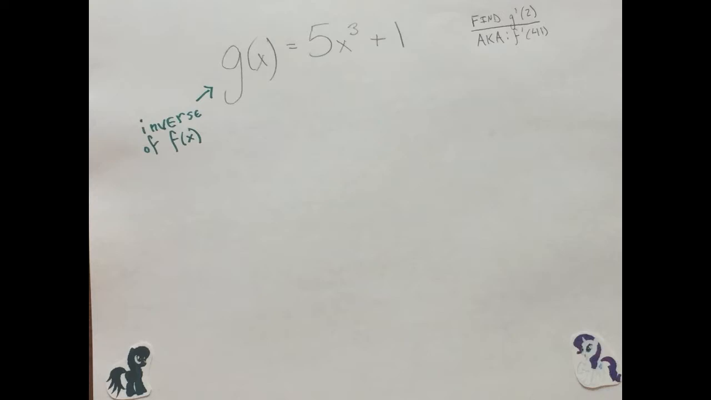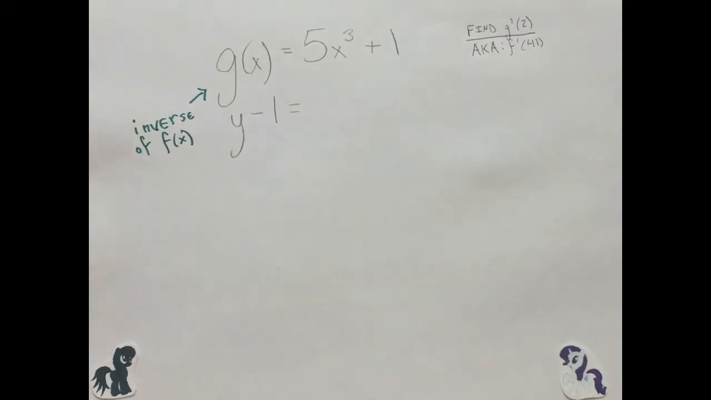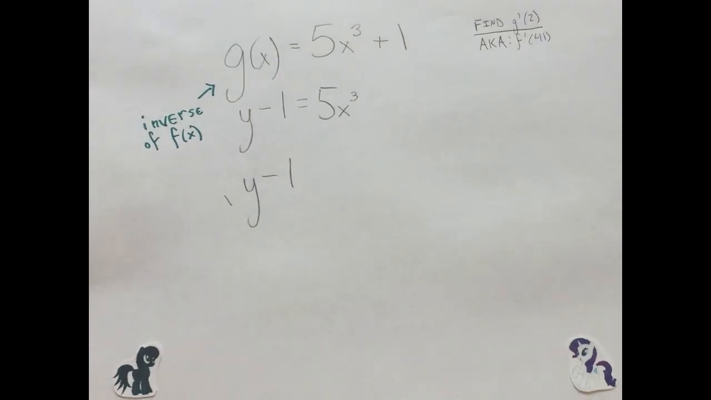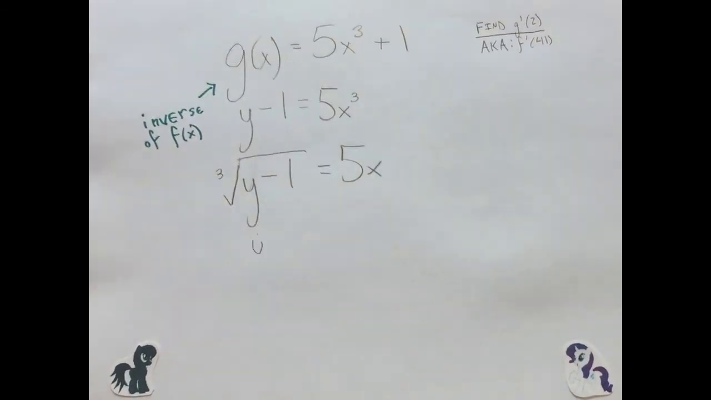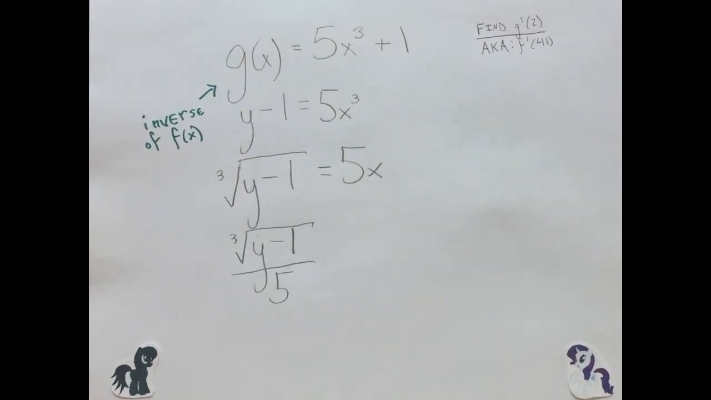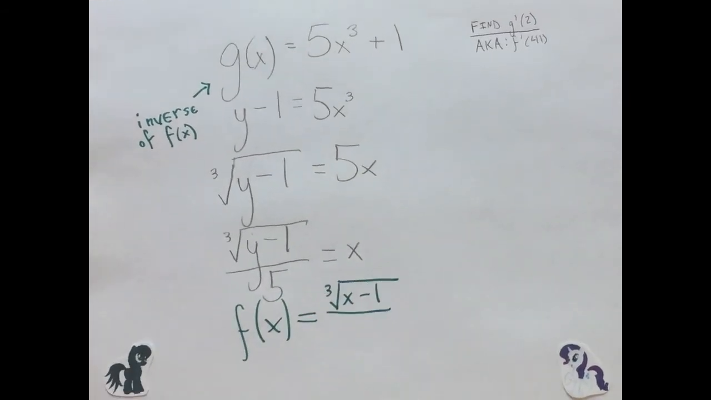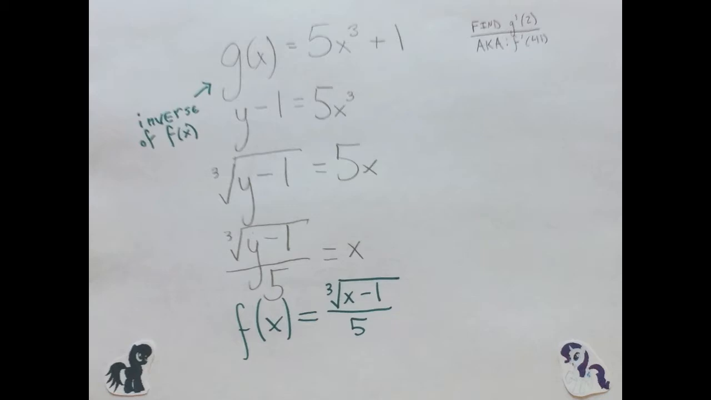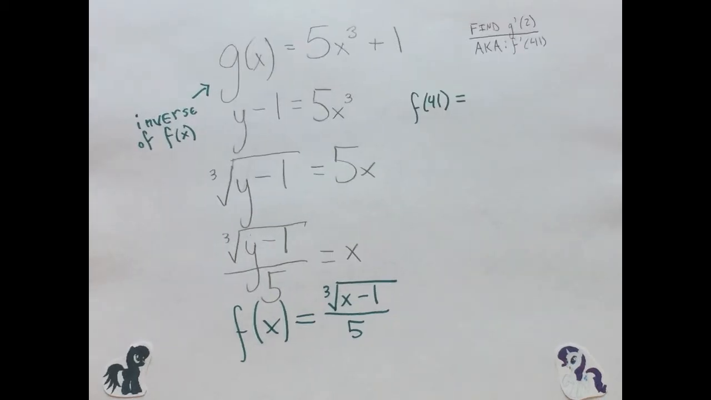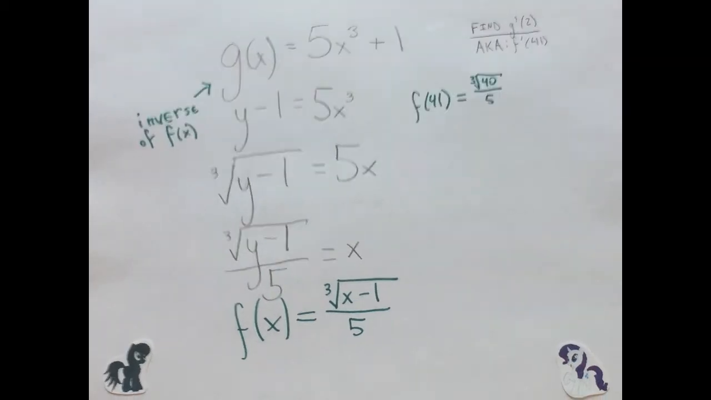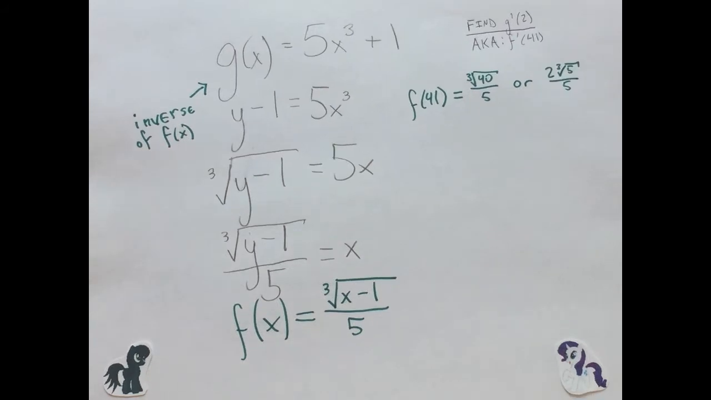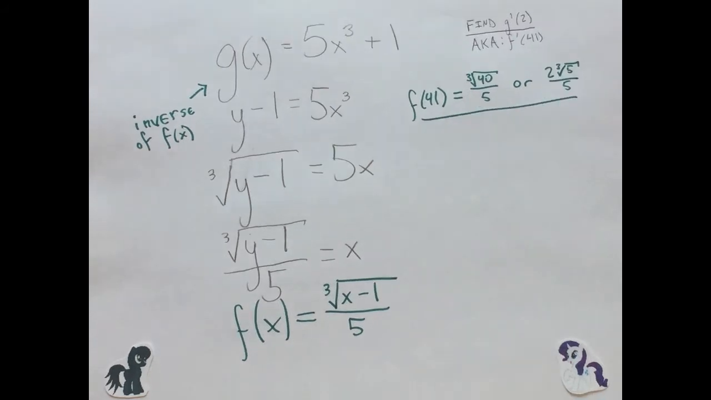If g of x is the inverse of f of x, then f of x is also the inverse of g of x. So, to find f of x, take the inverse of g of x. This evaluates to f of x equals cube root of x minus 1, over 5. f of 41 is thus cube root of 40 over 5, or 2 times cube root of 5 over 5.